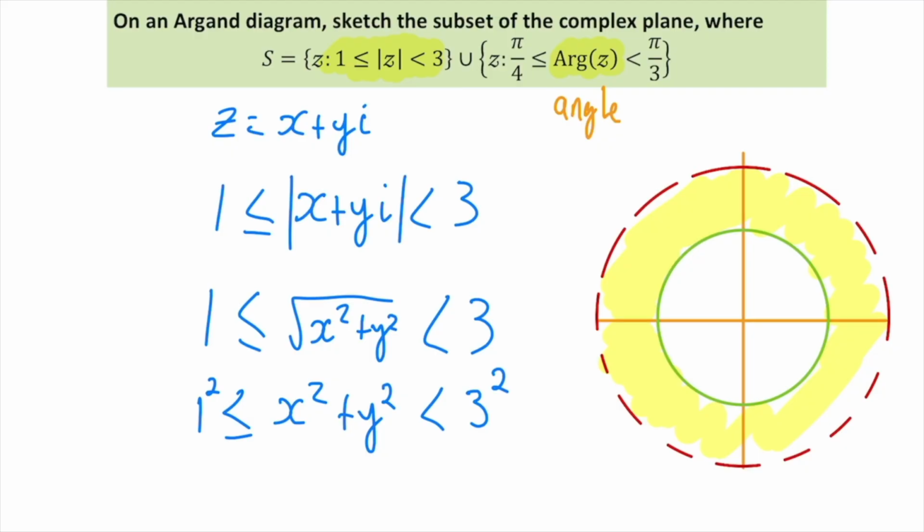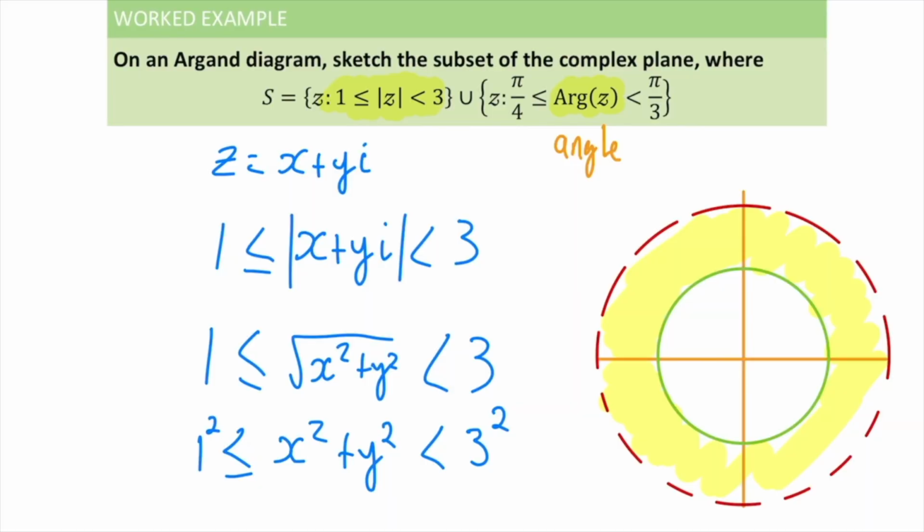But again, I'm going to be combining this subset with pi on 4 is less than or equal to the argument of z, which is less than pi on 3, or the second part to my equation. So for this second part, there's not necessarily a bunch of working out I really need to do. For part 2, I have pi on 4 is less than or equal to the argument of z, which is less than pi on 3. Now, I don't actually need to sub in x plus yi into my argument formula here, because all I'm really doing is identifying where pi on 4 is and where pi on 3 is.